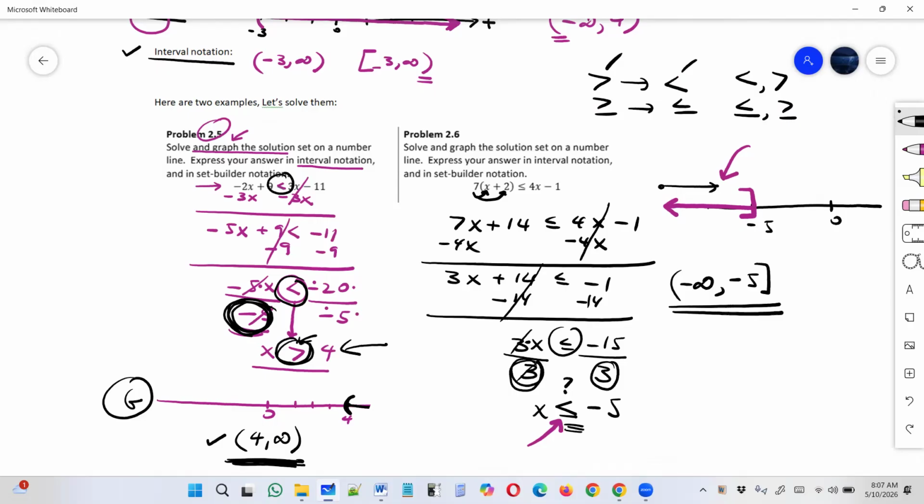And number two, the answer has to be given in interval notation. Okay? So this is the first part of the section dealing with inequalities. And in the second video, we're going to see compound inequalities.